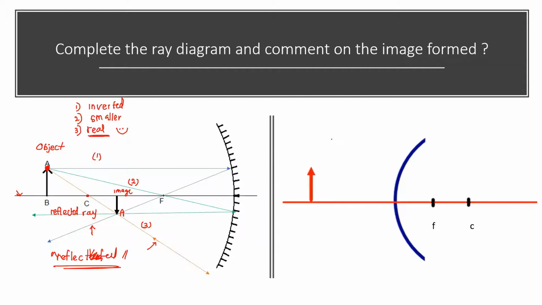Okay, so now let's look at the other one. So I'm going to draw the three lines. So my first line, I'm going to draw a line which goes parallel to the principal axis, and it will go through F, right? Okay. So is it correct? So I kind of extended the reflected line here. This is my reflected ray. So you can see it kind of goes through F.